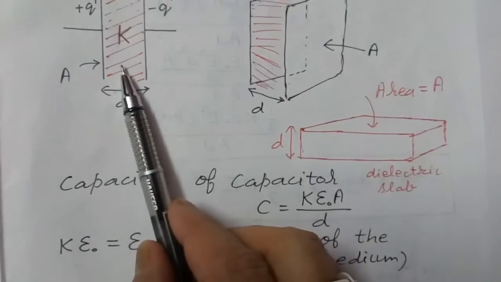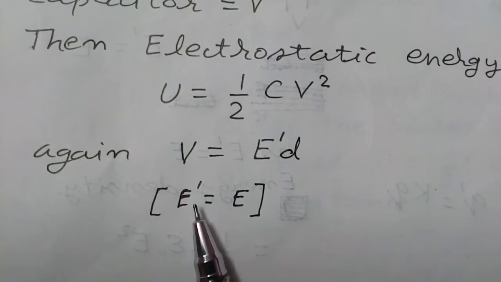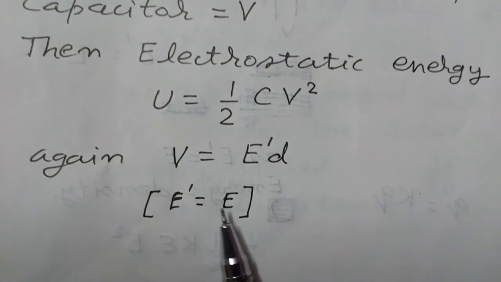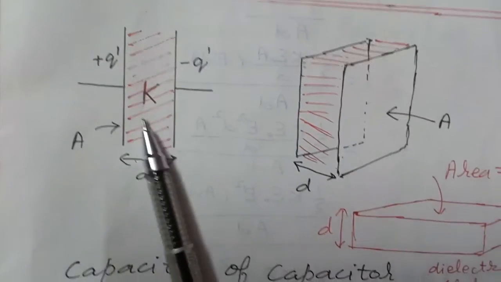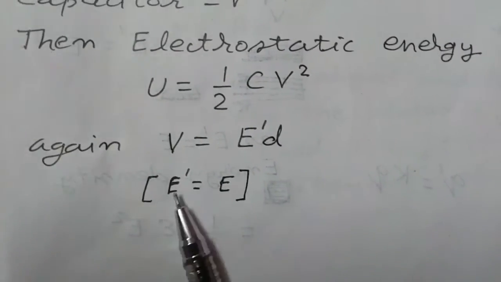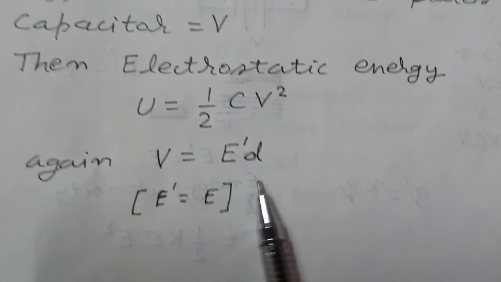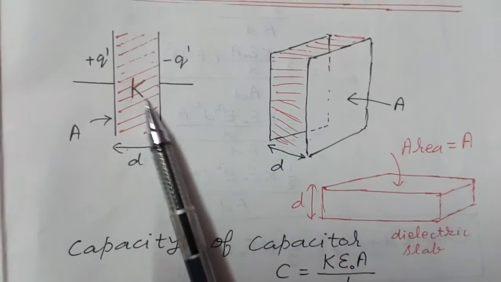Now I have written here E dash for electric field, but you will see that in this case E dash will be equal to E. You may say that now here is dielectric, so electric field inside the dielectric decreases, but why is this equal to E as it was for the air filled capacitor? The answer is V is same, because of the dielectric slab.